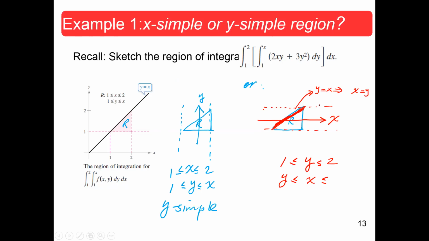Now the upper bound would be the second function it intersects. The second function would be this, right? It intersects. What's the equation of this function?